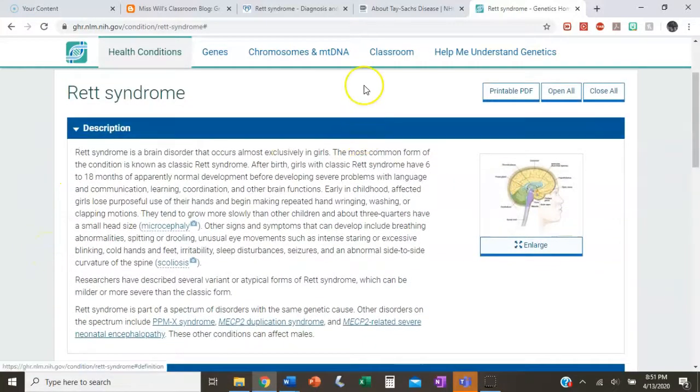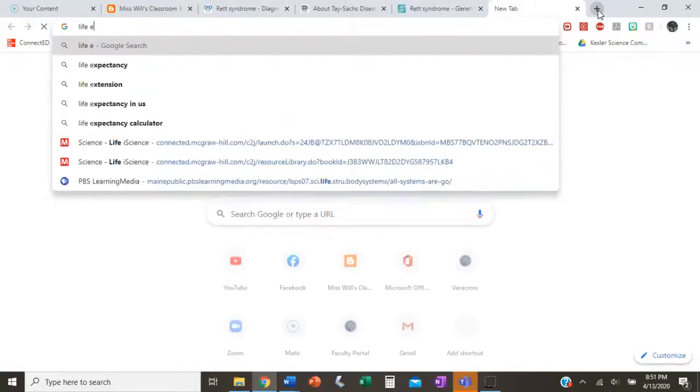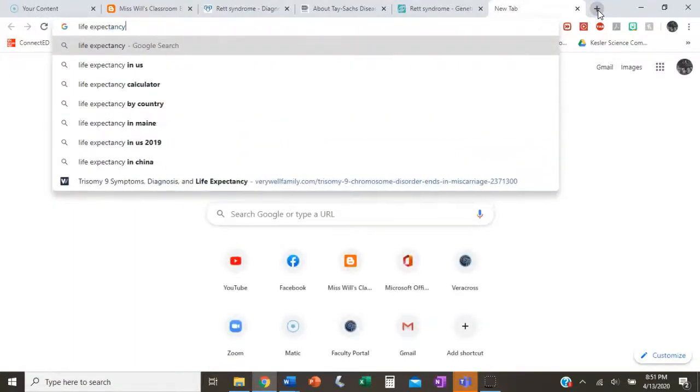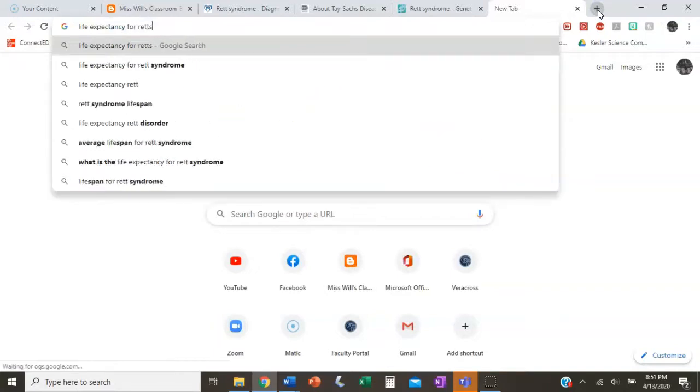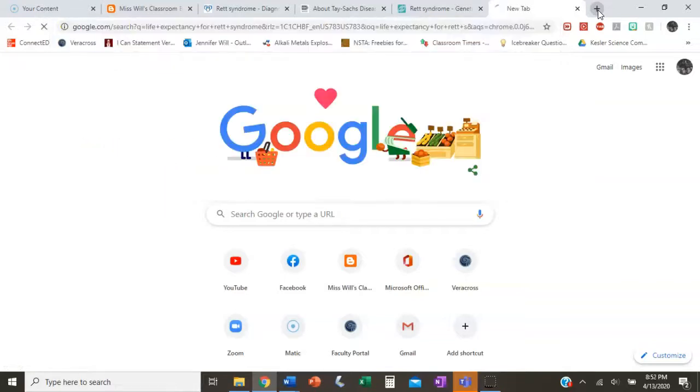Sometimes you might have to actually Google that one. Life expectancy for Rett's or Rett syndrome.